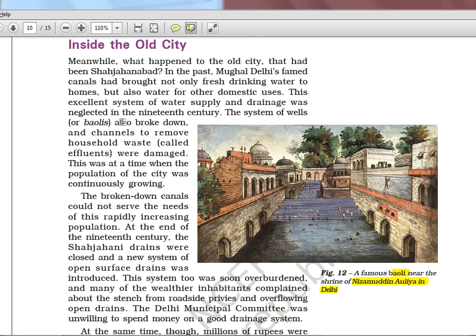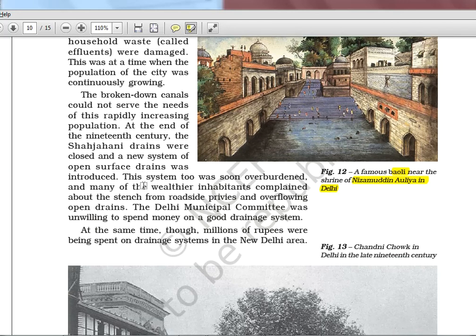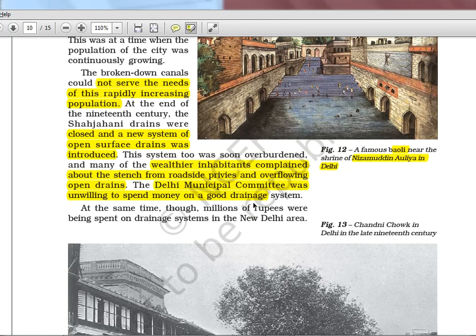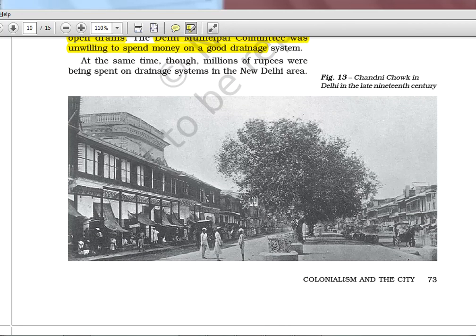The system of wells also broke down, channels to remove water. So it's just water, not much important. The broken down canals could not serve the needs of this rapidly increasing population. At the end of the 19th century, the Shahjahani drains were closed and a new system of open surface drains was introduced. The system too was soon overburdened, and many of the wealthier inhabitants complained about the stench from the roadside privies and the overflowing of open drains. The Delhi Municipal Committee (DMC) was unwilling to spend money on a good drainage system. So on the drainage system they did not spend money initially, but people were complaining.